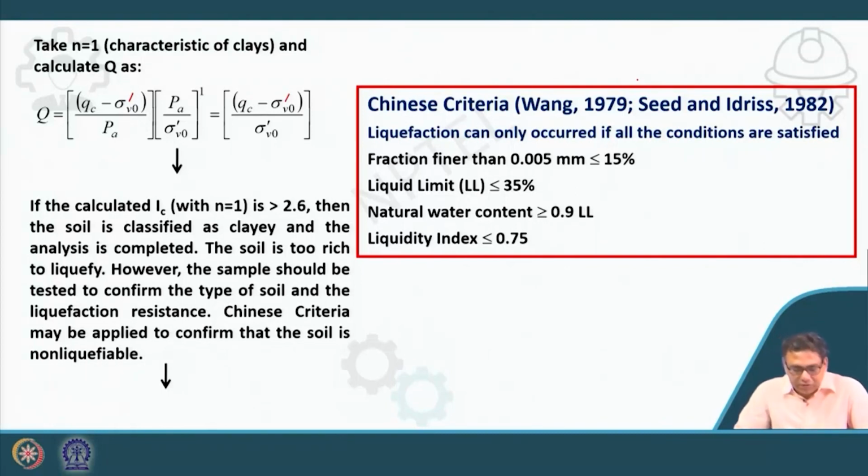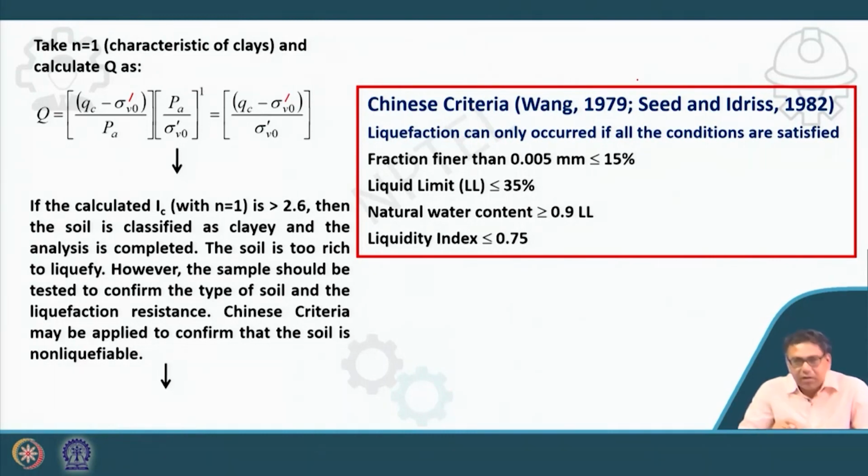However, the sample should be tested to confirm the type of soil and the liquefaction resistance. So that means we have to test that soil, and we have to confirm that the liquefaction will not occur. That's why we can use those field tests and laboratory tests. The sample should be tested to confirm the type of soil and the liquefaction resistance.